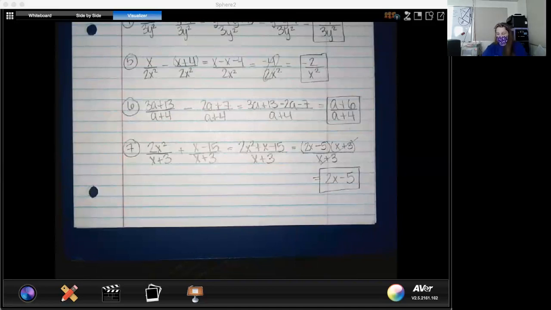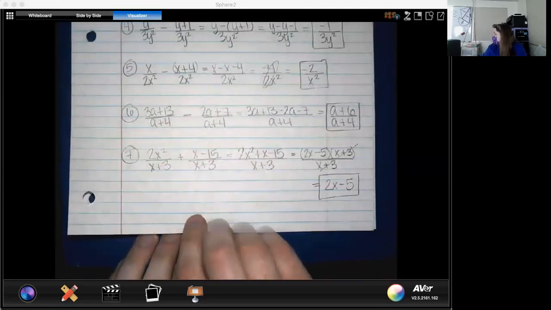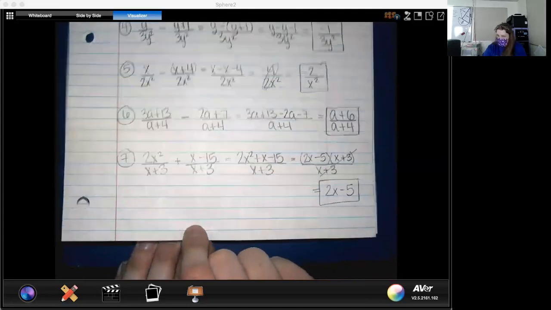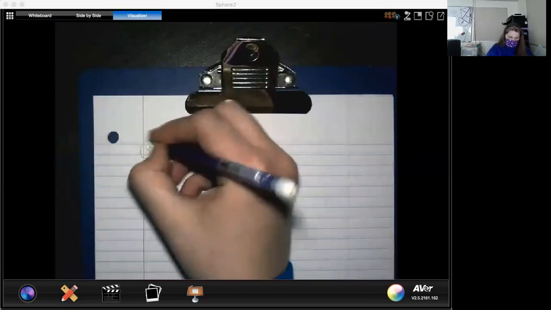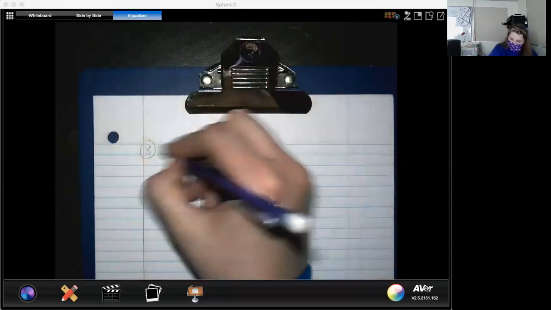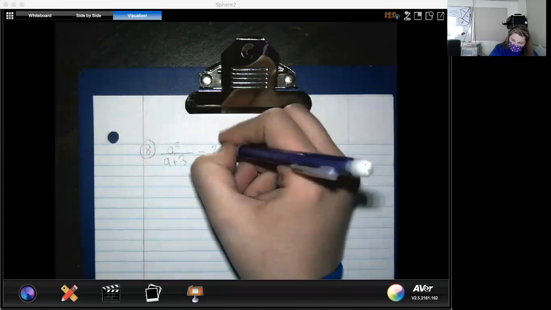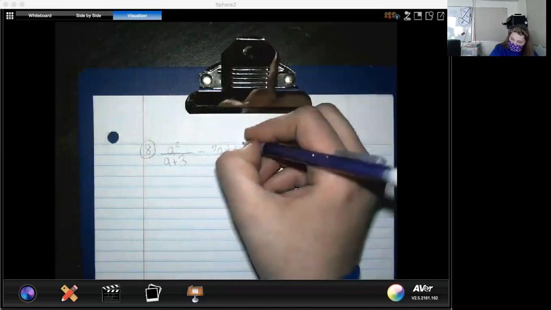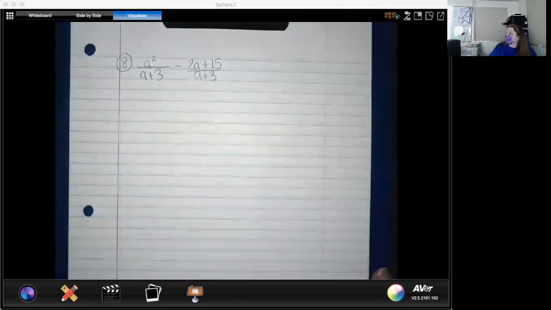Good work. Okay, I ran out of room, so I've got to move to my next page. I'm going to let you try number 8 on your own. a squared divided by a plus 3 minus 2a plus 15 divided by a plus 3.